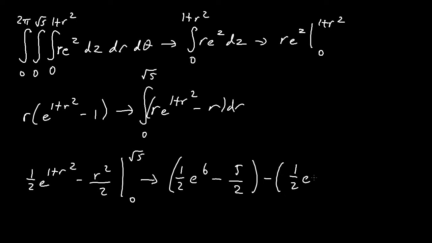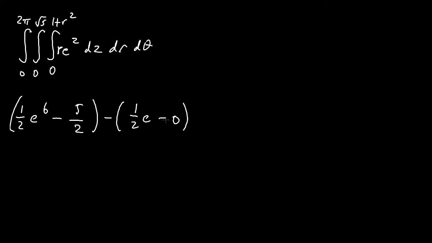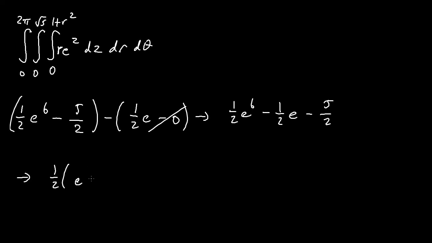times e to the 1 plus 0 squared, so it's e to the 1st, which is e, minus, and we just get 0. So the 0 I can just cross off, and so we're left with 1/2 times e to the 6th. I'll put the negative 1/2 e next, so minus 1/2 times e, and then we have minus 5/2. Now what I can do here is factor out a 1/2, so then I'll get 1/2 times e to the 6th minus e, and then minus 5.